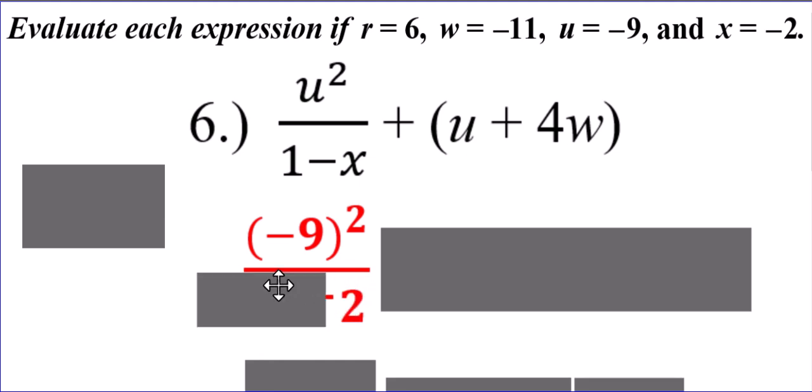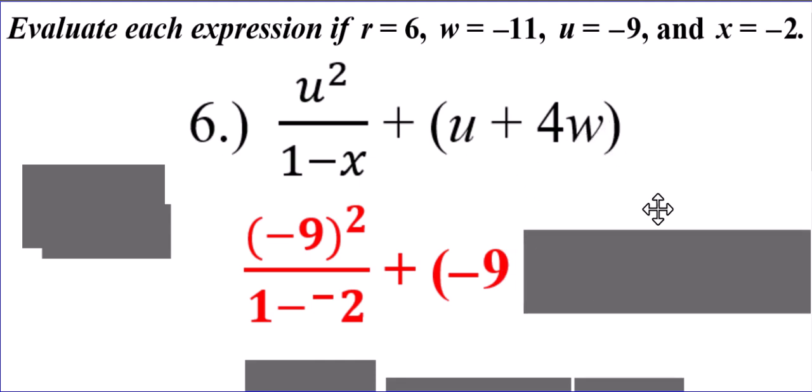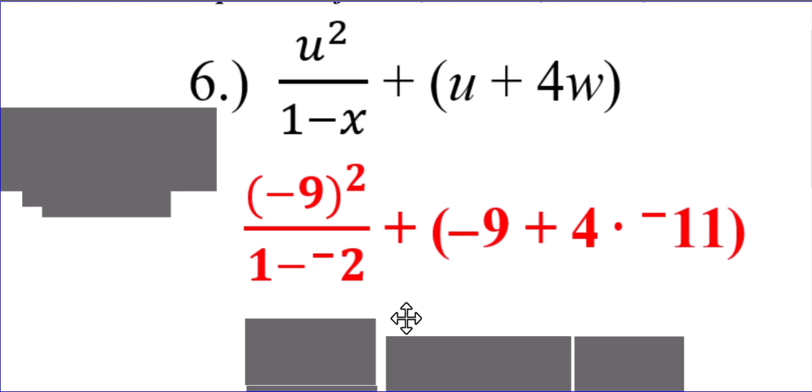All right, 1 minus x is 1 minus negative 2. U plus 4w, the u was negative 9. 4w means 4 times w, so 4 times negative 11. We have 3 places where we have parentheses. The numerator is considered to be the entire thing in parentheses. The denominator is considered to be in parentheses. And obviously we have parentheses over here. So we have 3 different things we can start at the same time because there's 3 separate places considered to be in parentheses. So let's start up here, negative 9 to the second.